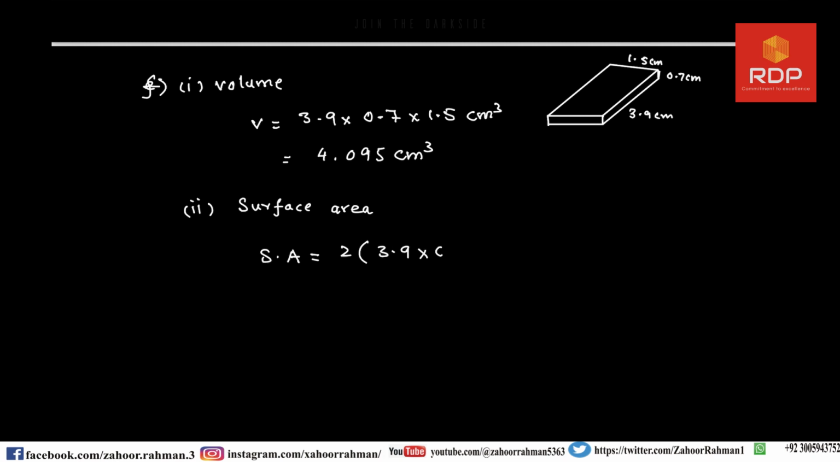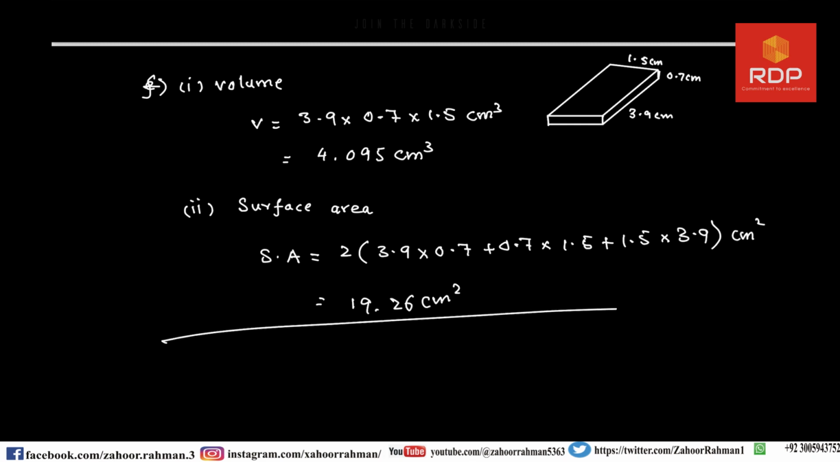Similarly, surface area is equal to 2 into 3.9 into 0.7 plus 0.7 into 1.5 plus 1.5 into 3.9, and that will be equal to centimeter square. After necessary calculation, we will get 19.26 centimeter square. That's it for today.